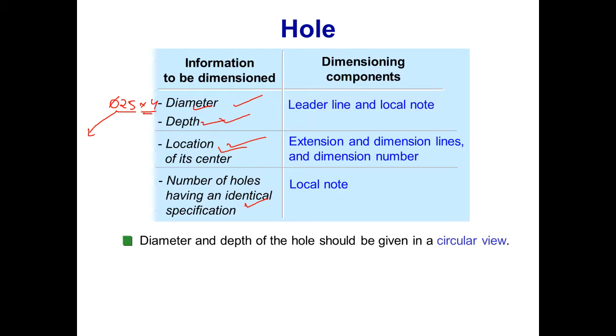यह भी इंपॉर्टेंट है। अब एक होल है, उसके जब आप 3 व्यूज ड्रॉ करोगे तो एक व्यू में शायद वो रेक्टेंगुलर शेप में शो हो रहा हो, एक व्यू में वो सर्कुलर शेप में शो हो रहा हो, एक व्यू में maybe that hole is hidden. So whenever you have to dimension the depth and the diameter of a hole, you have to make sure that you dimension it in the circular view. The location of the hole should be given in a circular view as well.